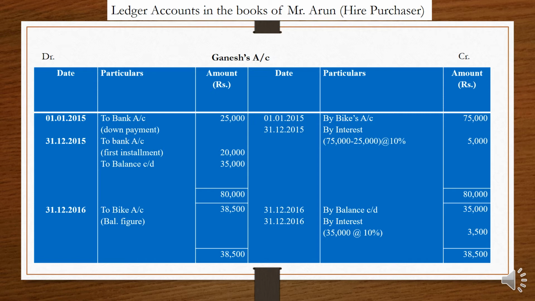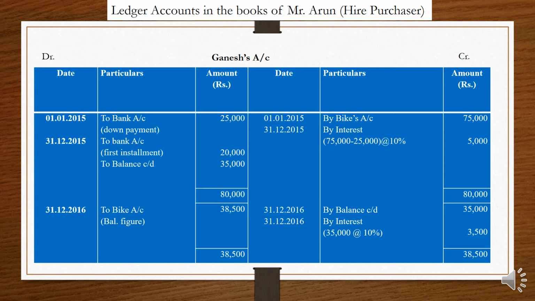Then on the same date, down payment is made. So on the debit side of the Ganesh account, we write to bank account with the down payment amount of rupees 25,000. Now at the end of the first year, we have to charge interest at the rate of 10% on the balance. Out of 75,000 cash price, 25,000 is already paid as down payment by the hire buyer. So the remaining amount is 50,000. On that, 10% interest is equal to 5,000.